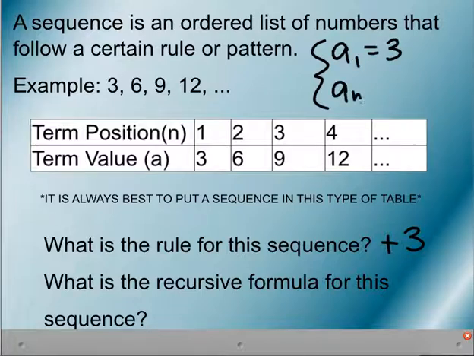And then we need how to get from one term to the next. So we always say a sub n equals something to my a sub n minus 1. Something has to be done to my previous term, whether that's multiplying, adding, subtracting, or dividing. In this case, we have to take 3 and add it to my previous term. So that would be our recursive formula for this sequence.